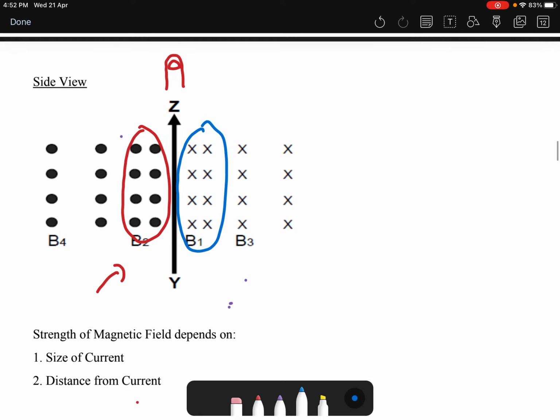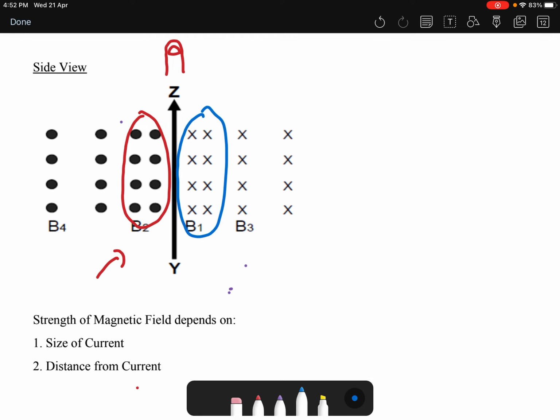The strength of the magnetic field depends on two things. The first is the size of the current. If you have a big current, the magnetic field is also high, because the magnetic field is directly proportional to the size of your current. If you intend to go to JC, you will learn more. You will learn that B is the magnetic field, and B is equal to mu naught N I, so you will see that the B field is directly proportional to the size of your current.